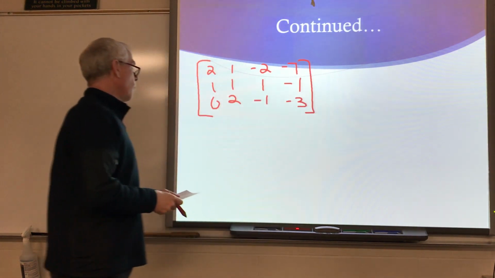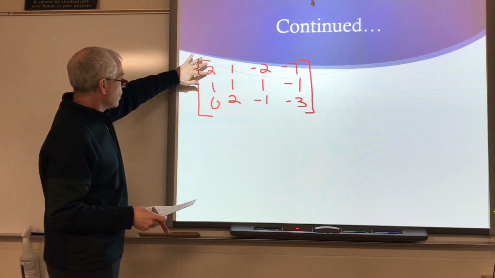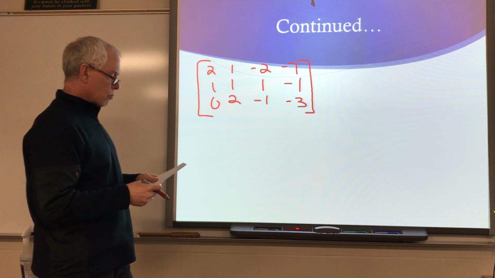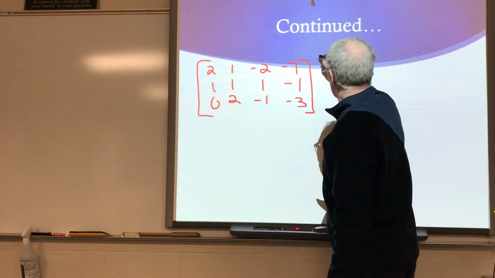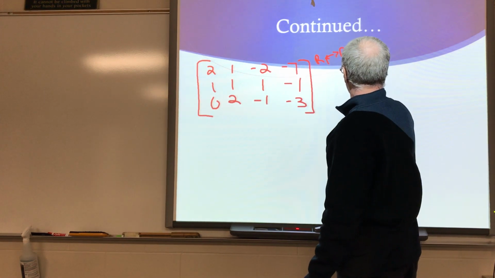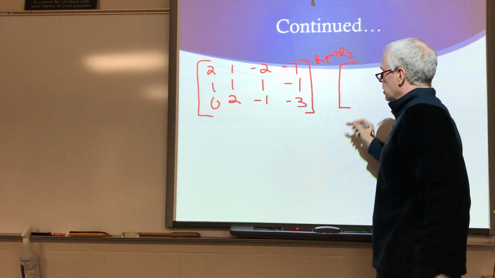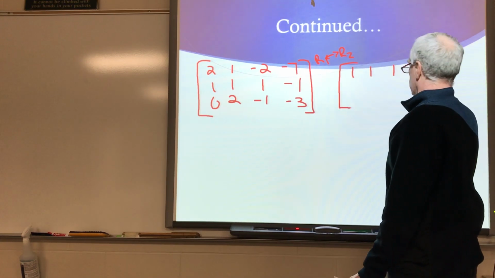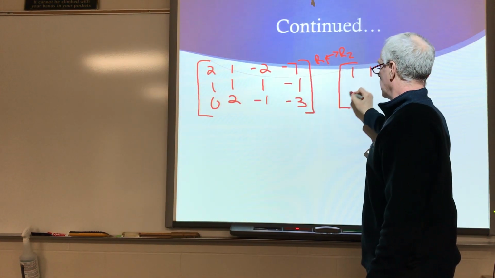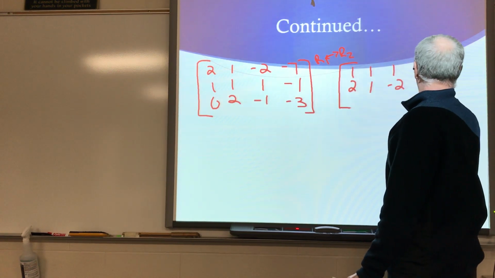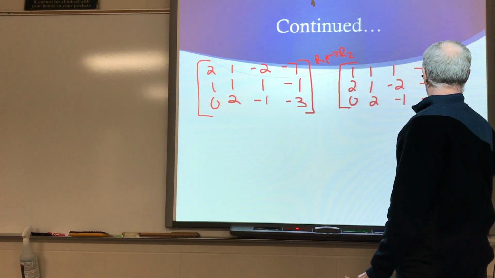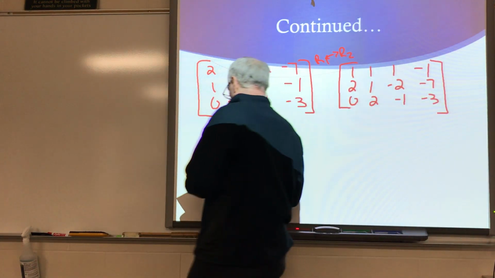Okay. And now my goal typically is to get a 1 in the upper left-hand corner. It's easier to work with everything if I can do that. So I'm going to interchange. I'm just going to write row 1 and then an arrow going both directions to row 2. That simply means I want row 1 to have a 1 out front. So I'm going to put row 2 where row 1 was, and then row 1 is going to go where row 2 was. That's all I'm doing here. Not changing row 3 at all.